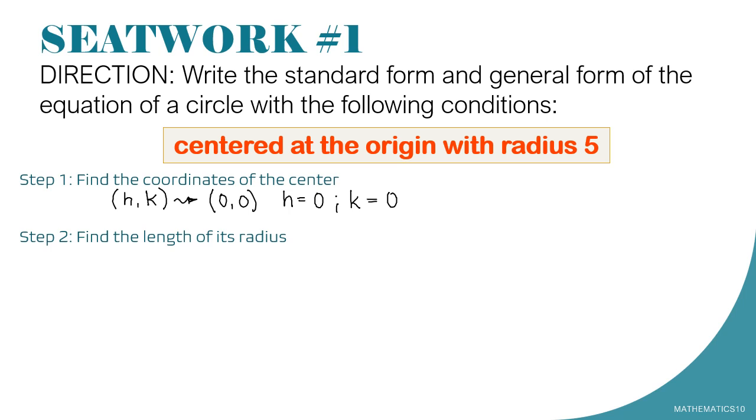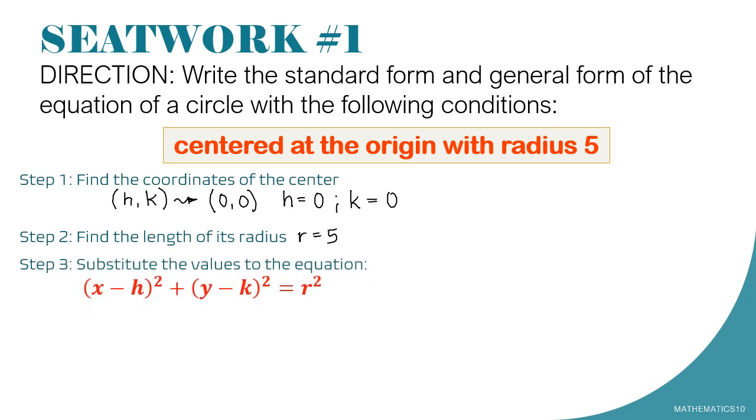Okay, next, find the length of its radius. Luckily, it's given already. Radius is equal to 5. For step number 3, substitute the values to the equation. Here we do have our format already for the center radius form. You just simply substitute all the values that we've got for h, k, and r. We have here, simply copy the x minus, and then what is the value of h again? It's 0. So we have here 0 squared, and then copy y again, and then what is the value of k? We have 0 as well. And then what is the value of r? We do have 5.